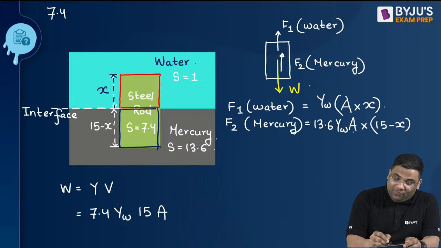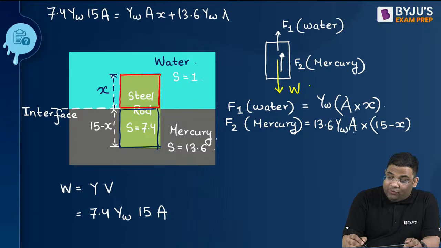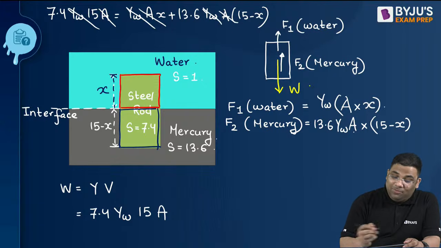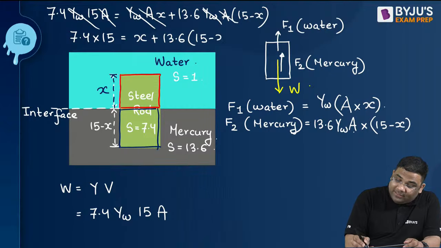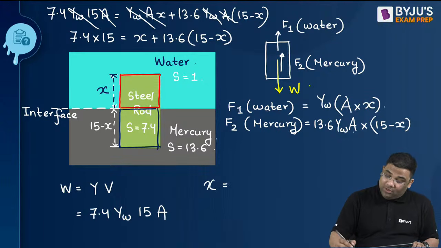You see, 7.4 gamma W into 15 into A will be equal to gamma W A into x plus 13.6 gamma W into A into (15 minus x). The area is the same from top to bottom, right? So the area gets cancelled, and gamma W gets cancelled. So 7.4 into 15 is equal to x plus 13.6 into (15 minus x). Now you can easily solve and give me the x. Some students have already solved it.